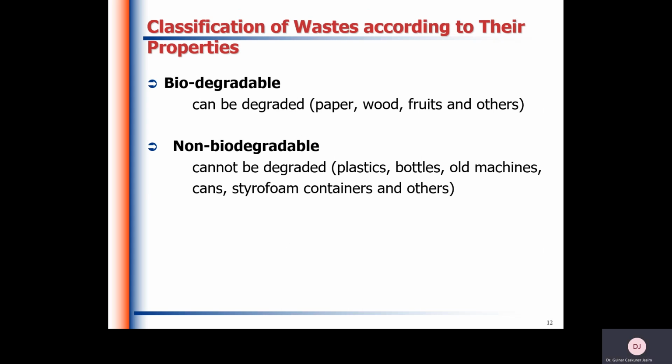Classification of wastes according to their properties. Biodegradable waste can be degraded. Paper, wood, fruits, and others can be biologically degraded material. Non-biodegradable waste cannot be degraded, such as plastics, bottles, old machines, cans, some styrofoam containers, and others.